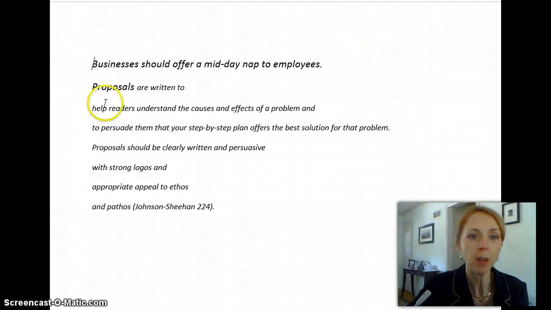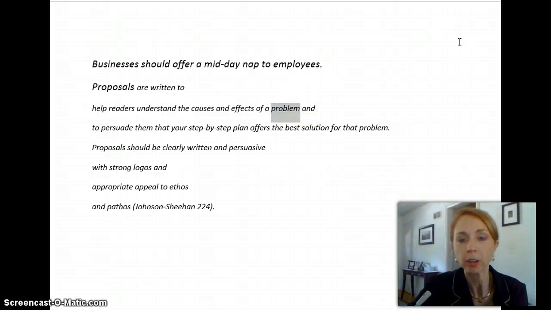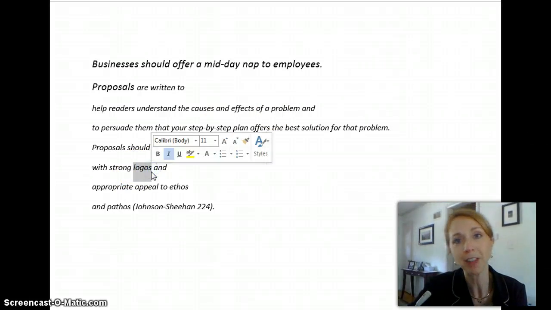Okay, so first of all, proposals are written to, 1, help readers understand the causes and effects of a problem. So right away we see point number 1, we're going to have to show our readers that the current business model of no napping at the workplace is a problem. So why is it a problem? Well, that's where we're going to go into logos. I would say a topic like napping needs lots of logic behind it and lots of evidence supporting your facts.